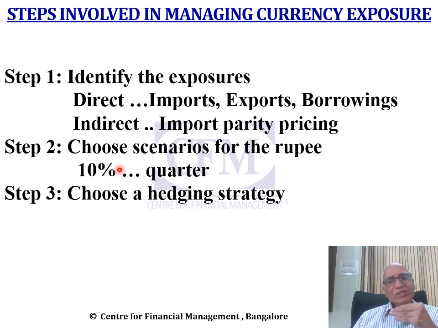Step 2, choose scenarios for the rupee. A common practice is to look at quarterly adverse variation of 10%. Step 3, choose the hedging strategy. A firm may have to decide how much of its exposure it should hedge.